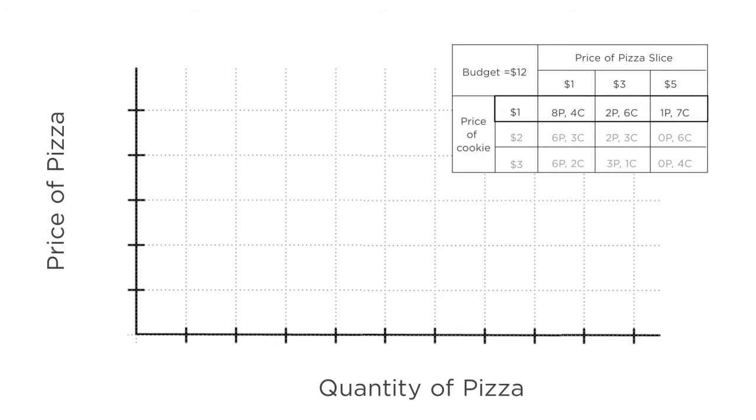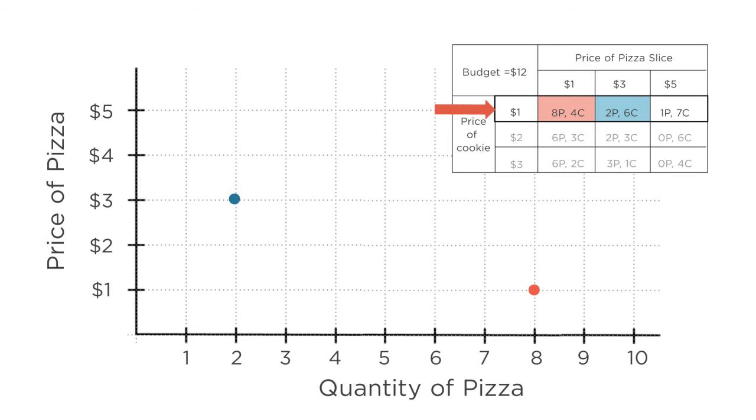So let's fix the price of cookies at $1 each. And for each price of pizza on the vertical axis, we plot your demand for pizza on the horizontal axis. When pizza is $1 a slice, you buy 8 slices. But when the price rises to $3, you only buy 2. When the price of a slice goes all the way to $5, you only buy 1 slice. If we assume you can buy fractions of a slice, you can go ahead and connect the dots. And there you have it. A demand curve is born.